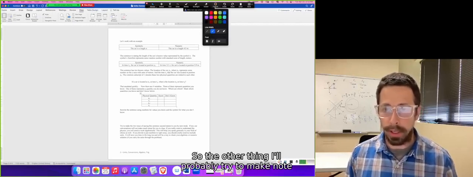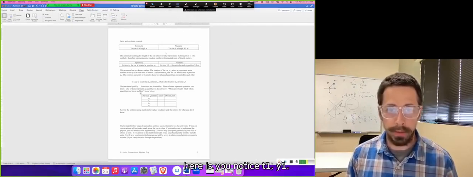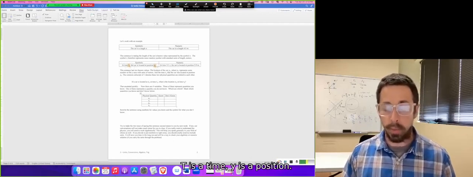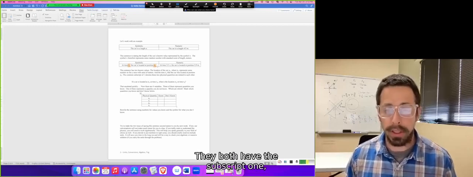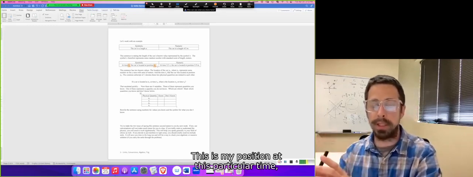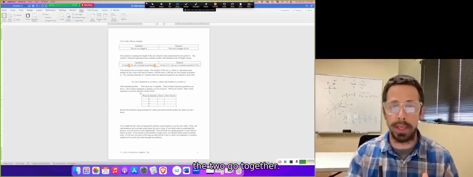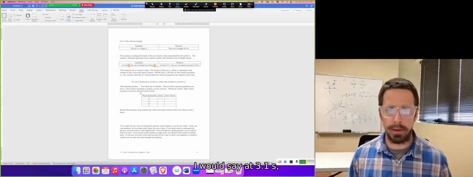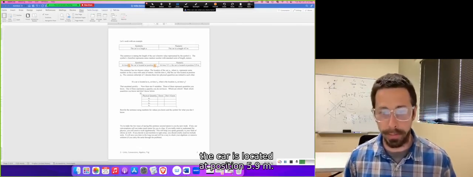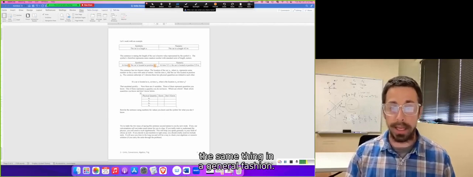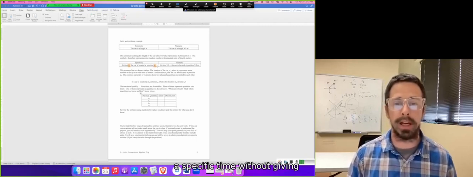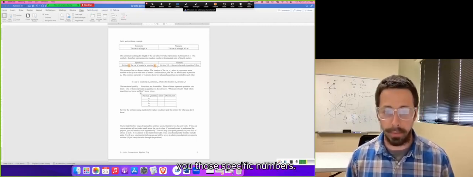So the other thing I will probably try to make note of here is, you notice t1 and y1, right? T is a time, y is a position. They both have the subscript 1, which means they're linked to each other. This is my position at this particular time. The two go together. So if I spoke this in numeric terms, I would say, at 3.1 seconds, the car is located at position 5.9 meters. Okay. The symbolic is saying the same thing in a general fashion. You know the car's position at a specific time without giving you those specific numbers.